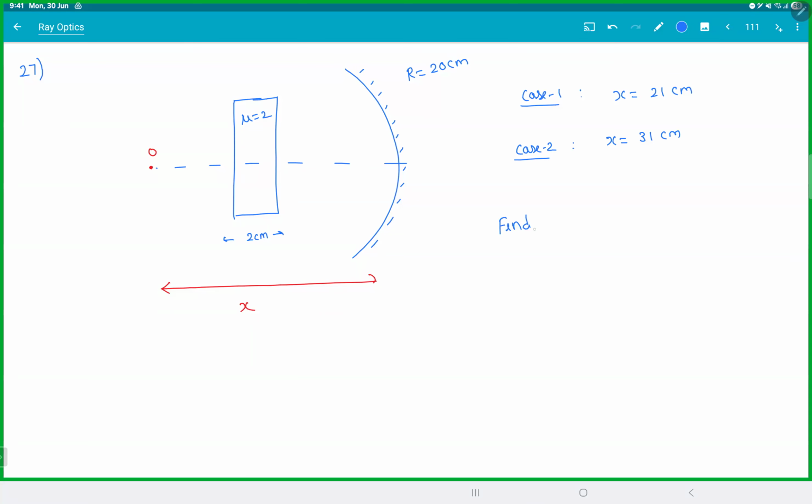Find the final position of the image. Two problems. So you have a concave mirror, in front of it you kept a slab. So again, how many phenomena are happening here? Slab, mirror, slab. 3. So light rays will first go through the slab, then hit the mirror, then again go through the slab. So then the image which forms, that is your final image. So remember that whenever they say image, they are expecting you to find all refractions and all reflections. Let's get this.